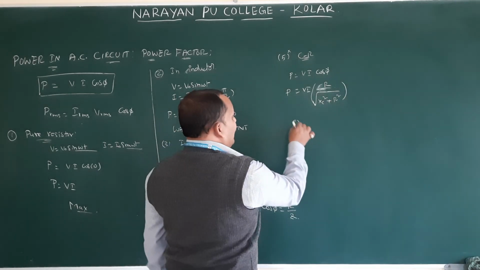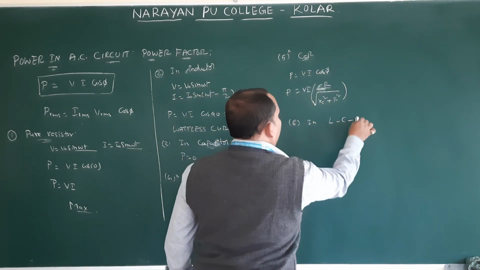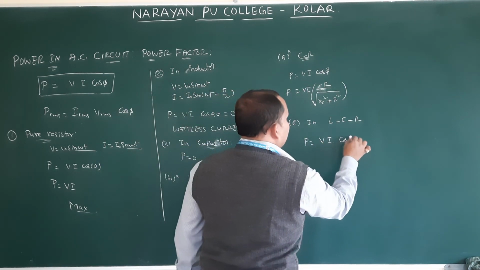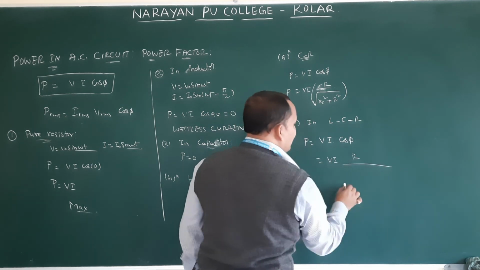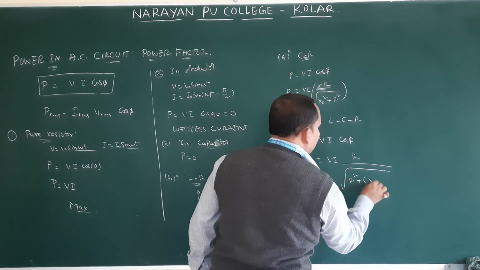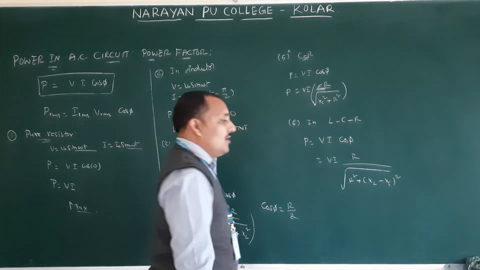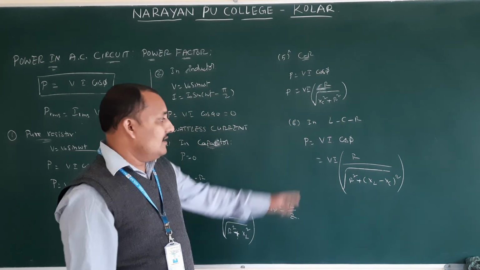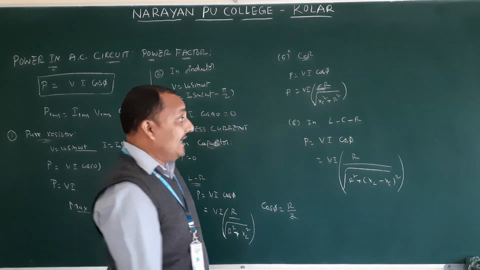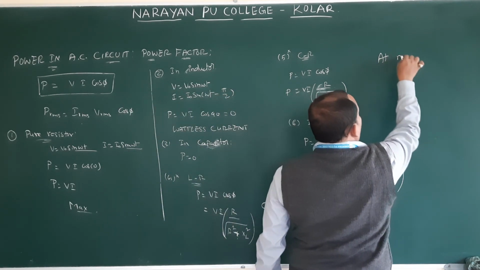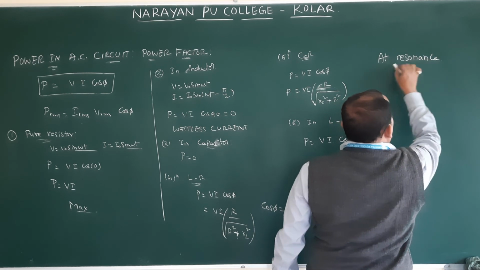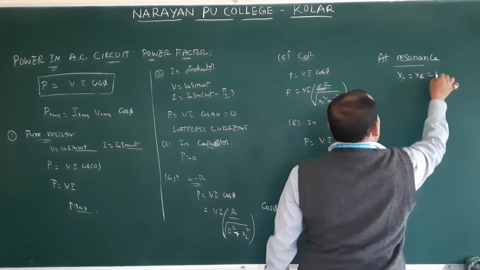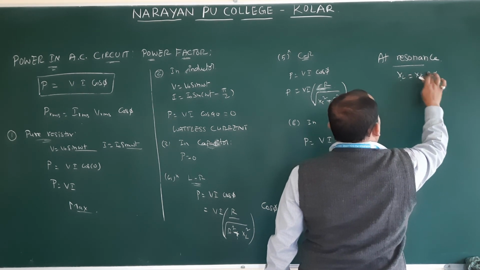Now this is there in the LCR circuit. In an LCR circuit, power P is equal to VI cos phi. What is cos phi? Cos phi is nothing but R by Z. What is Z? Root of R square plus (XL minus XC) whole square. So this value you should come to know. This is nothing but the power in an LCR circuit. At resonance, XL is equal to XC, both are going to become equal.